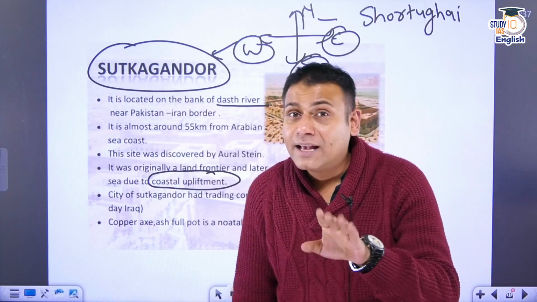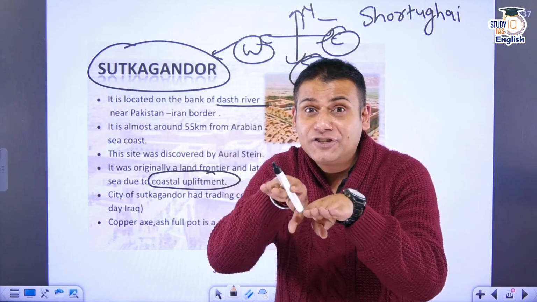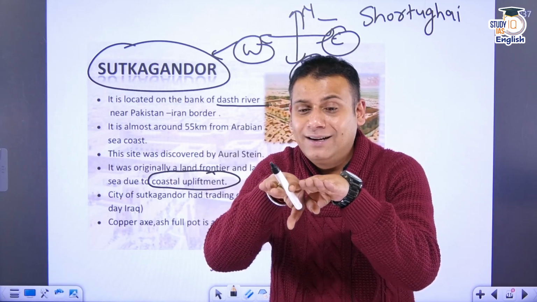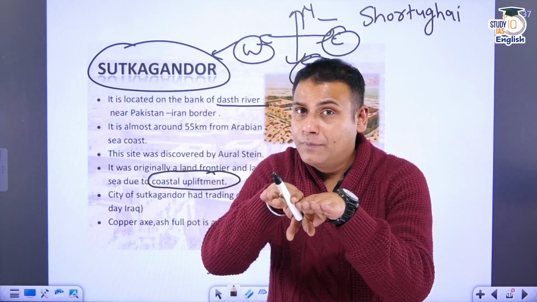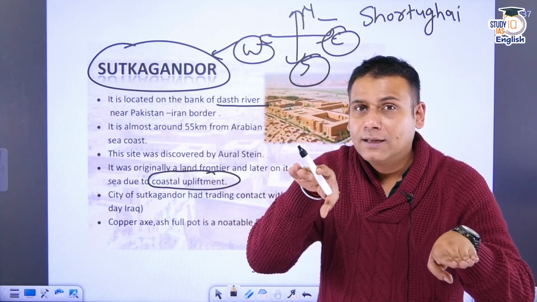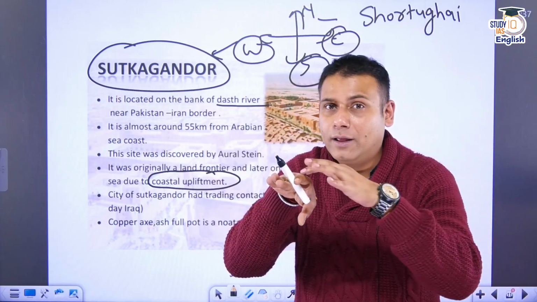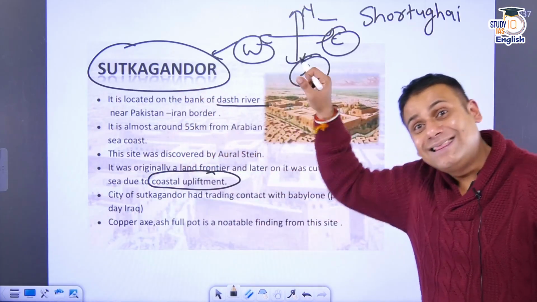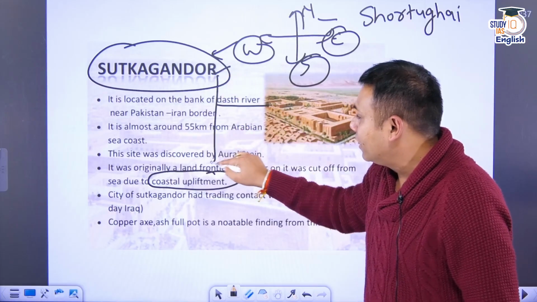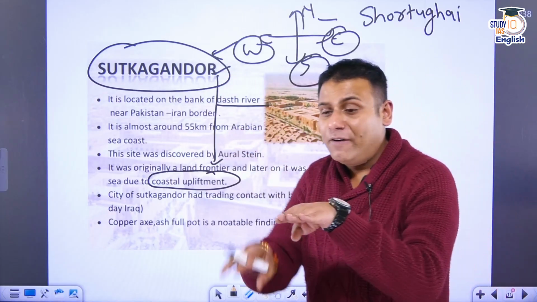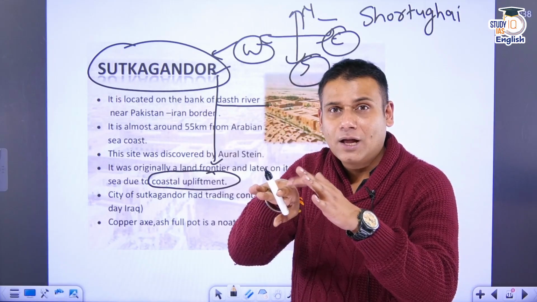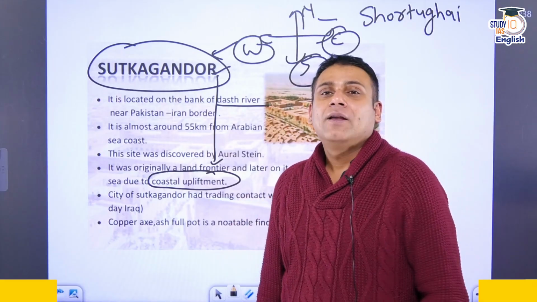But in certain cases, there are plates that are sliding against each other. And when two plates are sliding against each other, the denser plate moves down. After a particular point of time, this plate departs. And this leads to creation of a water body. This site was created in that manner. So, Sutkagendor was created by coastal upliftment. It got uplifted and this part got detached. And here, Sutkagendor was located.